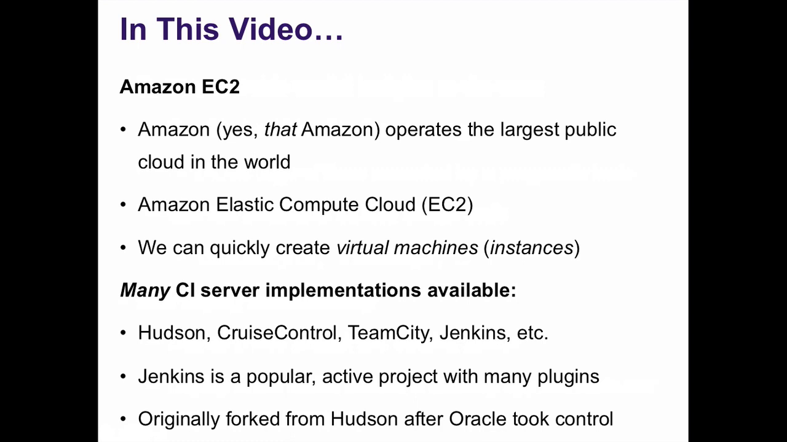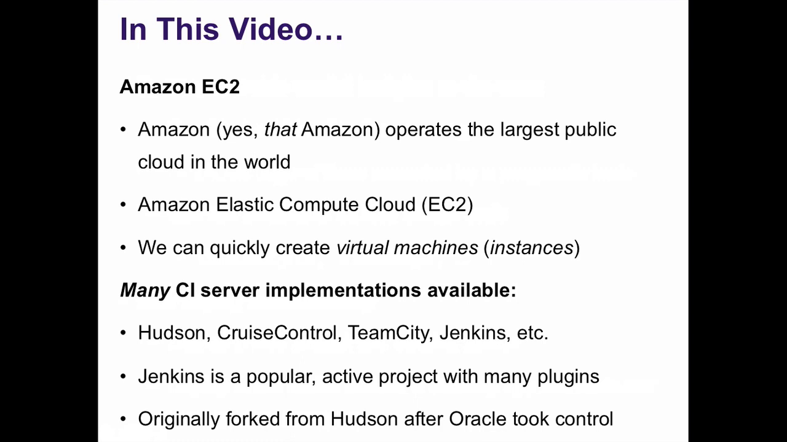You may already know that Amazon operates the largest public cloud in the world, known as the Amazon Elastic Compute Cloud, or simply Amazon EC2. And it's a quick, inexpensive way to get a server up and running. EC2 allows us to fire up an instance, a virtual machine, a virtual server in the cloud, and we can do whatever we want with it. You could put up a website in a few minutes, you could set up a mail server, and of course we can set up a continuous integration server.